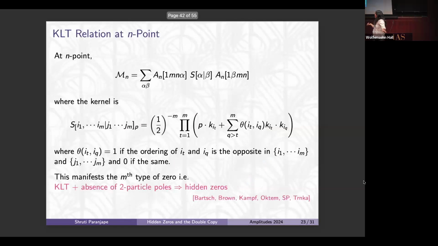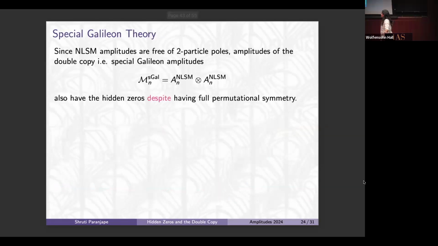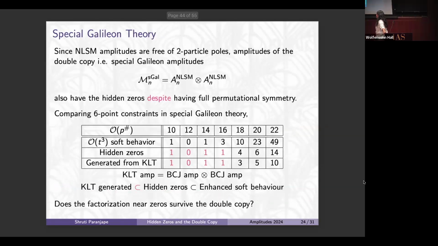Okay, so again, endpoint formulae are available. You have to do a careful analysis, but then you can show that if I write the KLT formula in this basis, then the mth type of zero is manifest, and then you can show that if there are no 2 particle poles, that you have hidden zeros. Okay, good. Again, I can do a sort of bootstrap analysis or an EFT analysis of what kinds of things I'm even allowed to write down.